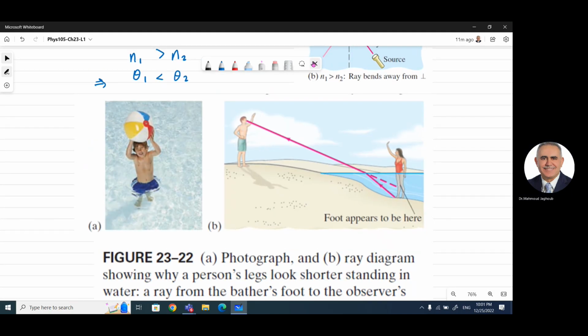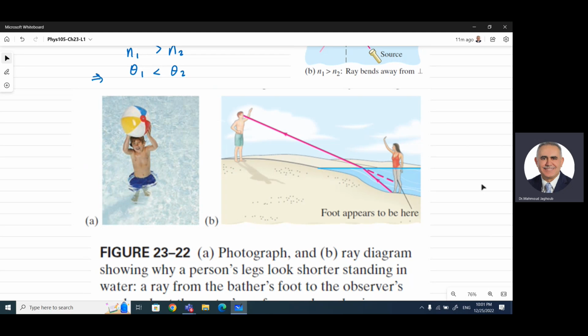And all this, we see it in our daily life. Look at this boy in the swimming pool. If you look at him, you see that his legs are short. Whenever you look at things in water, they seem to be at a smaller depth than they really are. You see them at a smaller depth than they really are. Like here, you see someone over here. This is where the foot is.